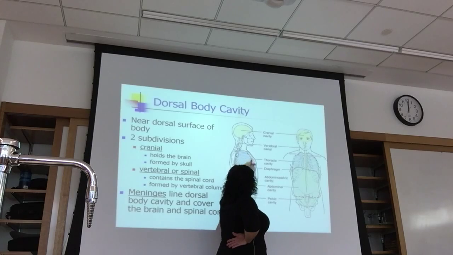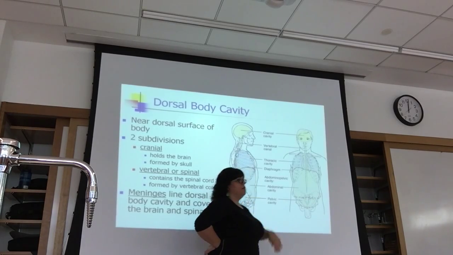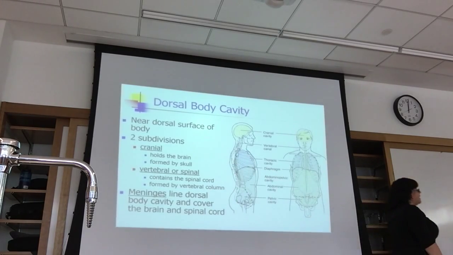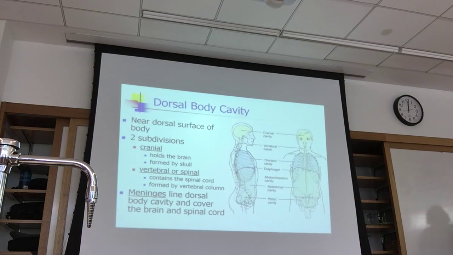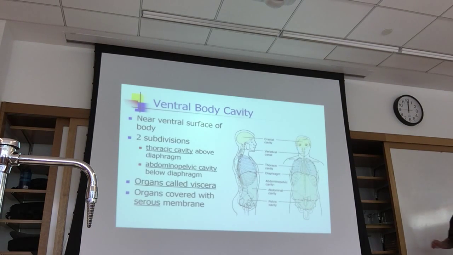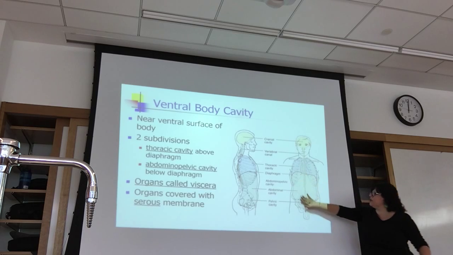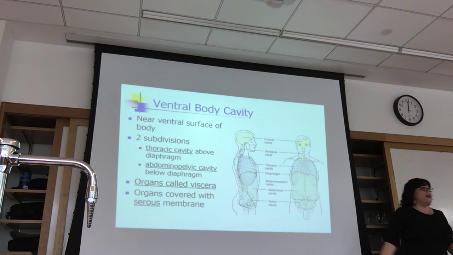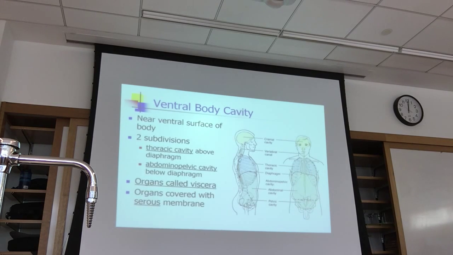Okay. Ventral is this part. Most of the organs are in the ventral body cavity. All that you see right here is all the ventral body cavity. Ventral meaning anterior or front. And we can divide that into two major parts.